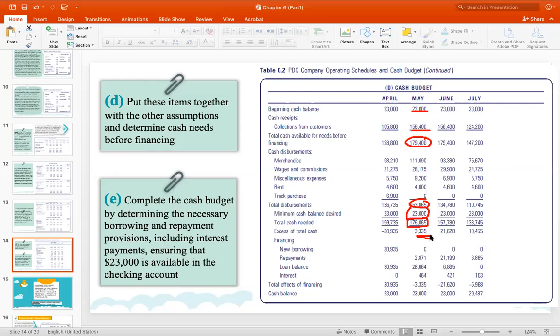Now, you have to pay attention. This total cash, or the excess of total cash, will be used to repay a part of the debt that we have contracted from the founder.